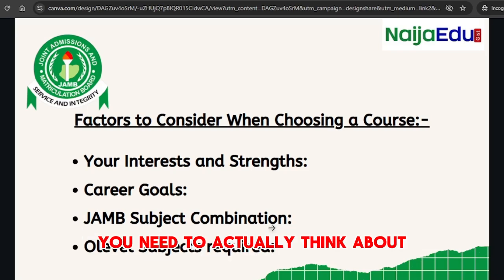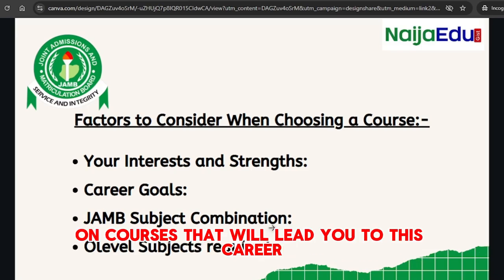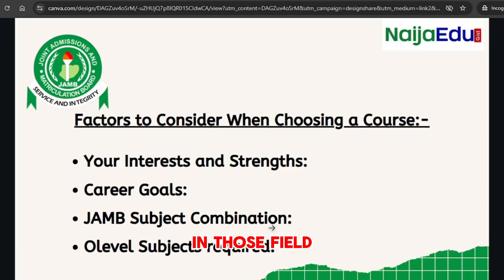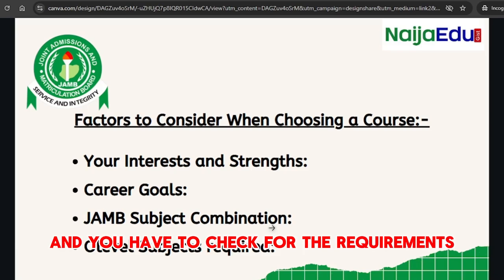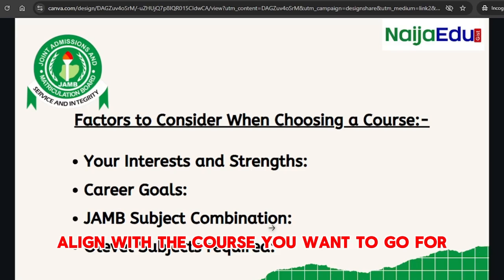You need to actually think about where you want to be in the future. So you have to research courses that will lead you to a career in those fields, and you have to check for the requirements. So you need to ensure your career goals align with the course you want to go for.